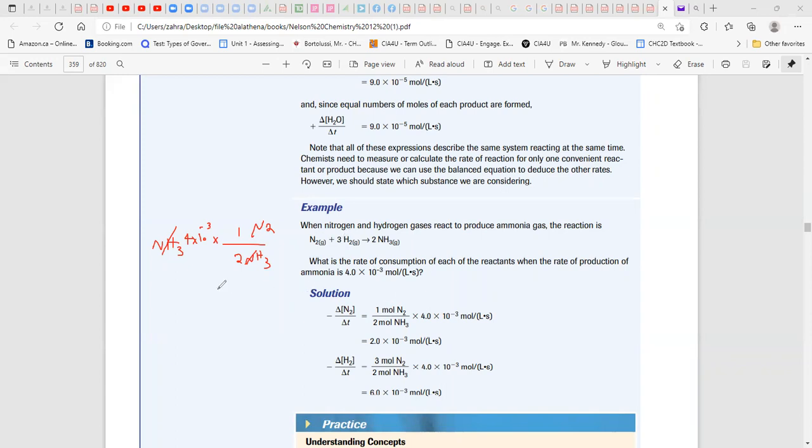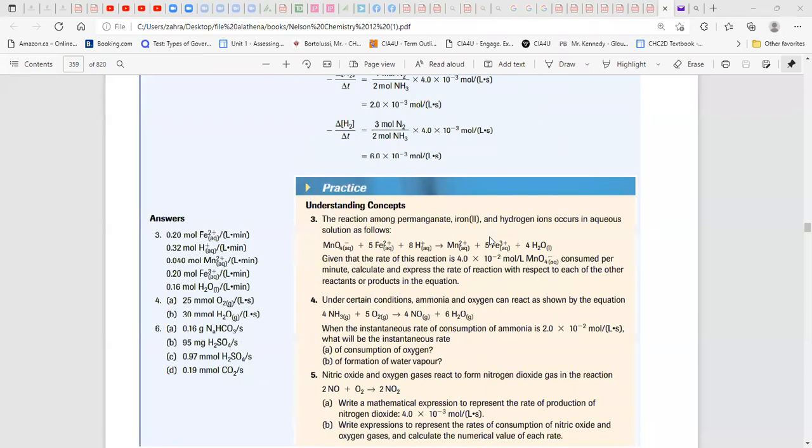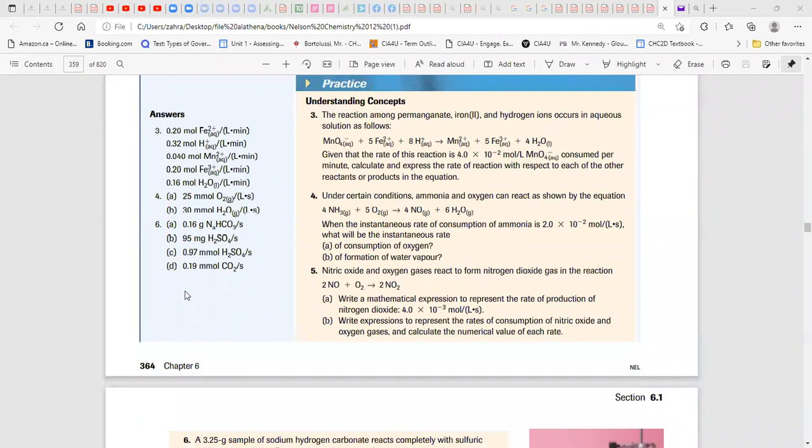The same thing for H2. NH3 is 4 times 10 to the power negative 3. The ratio is 3 moles of H2 to 2 moles of NH3. So 4 multiplied by 3 divided by 2 gives the answer 6 times 10 to the power negative 3. For practice, you can do questions 4, 3, and 6.